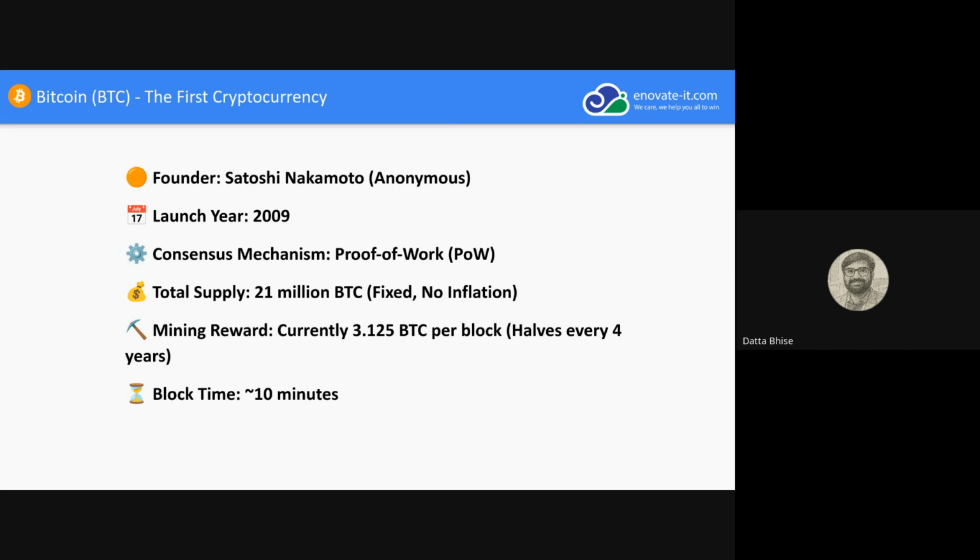Okay, so currently, each block, the miners are getting 3.125 BTC as a reward as well as network fees, and every 4 years it's getting reduced by half. So once it reaches the 21 million, miners will not get rewards, but miners will get transaction fees. And block time is 10 minutes. So the network tries to keep it around 10 minutes, not more, not less.